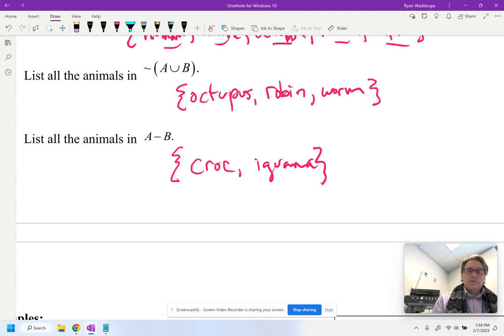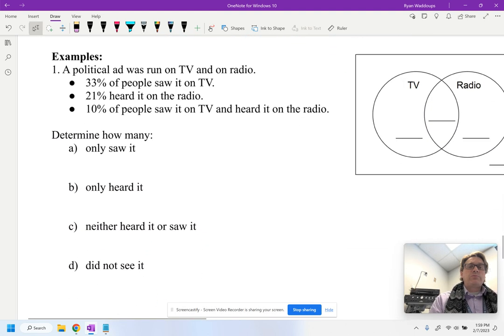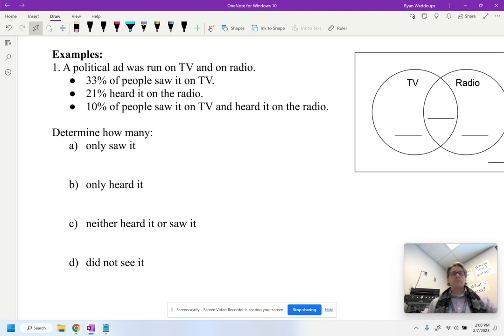Okay. Let's look at the next one here. A political ad was run on TV and on radio. This one is different because here the sample space, because we're talking about percentages, our sample space is 100%. Now, that usually refers to 100% of the people that are surveyed. So 100% of the people surveyed. Of those, 33% of the people saw it on TV, 21% heard it on the radio, and 10% of the people saw it on TV and heard it on the radio.